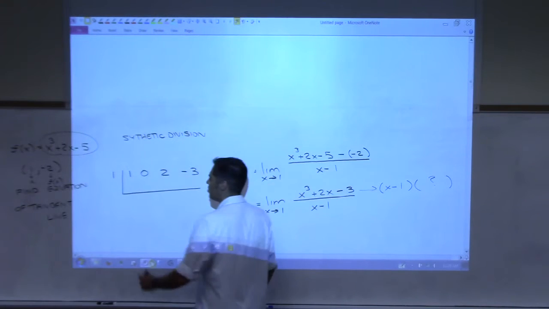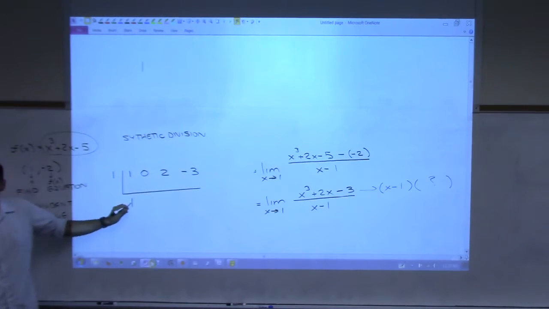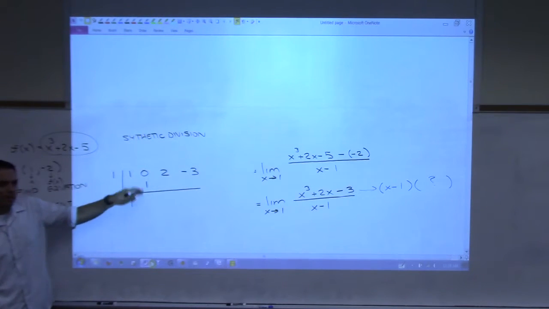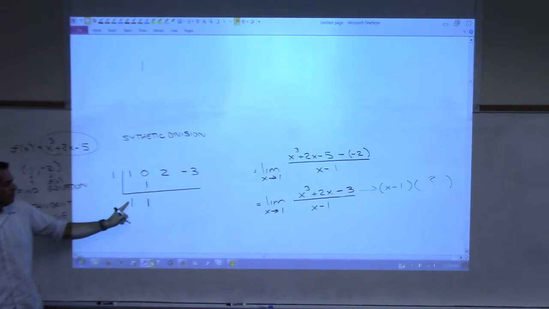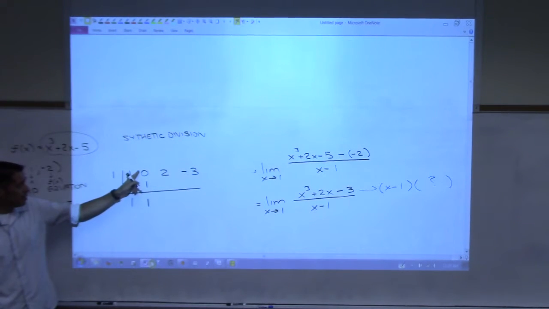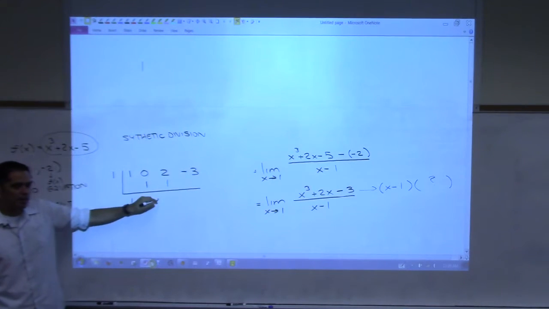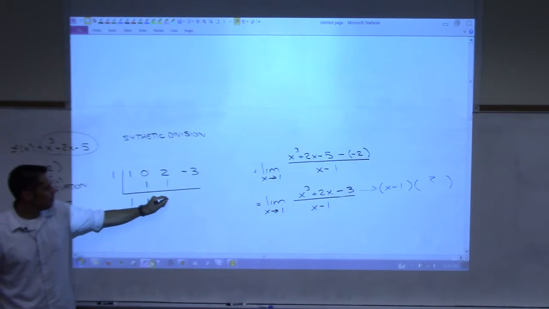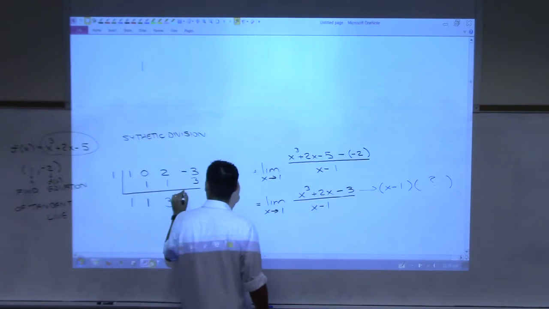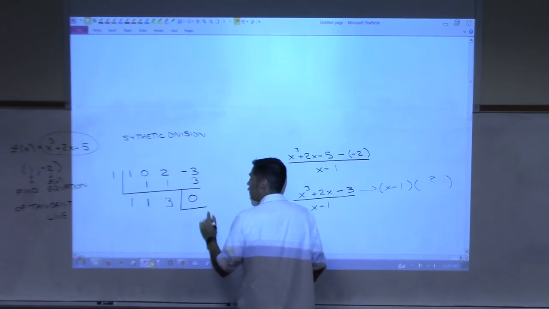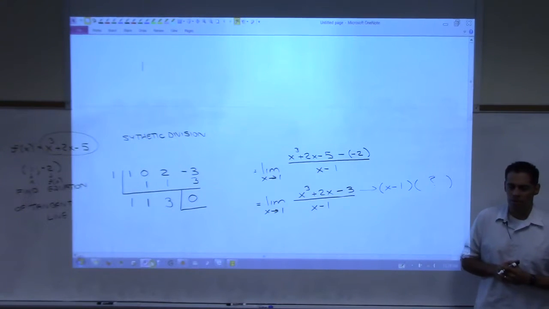So now what we do is synthetic division. So we drop the 1, right? 1 comes straight down. 1 times 1 gives us 1. We put that here. Drop down again. You know what I'm doing? Add straight down. 0 plus 1 is 1. 1 times 1 is 1. Add straight down. 2 plus 1 is 3. Multiply 1 times 3, you get 3. And then you add straight down and you get 0. And the 0 tells us that it factored, that it actually is a 0 of the function.